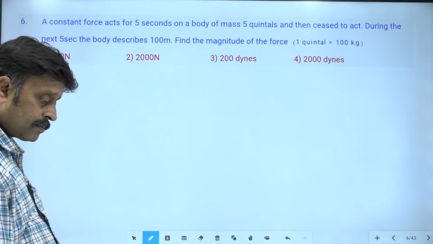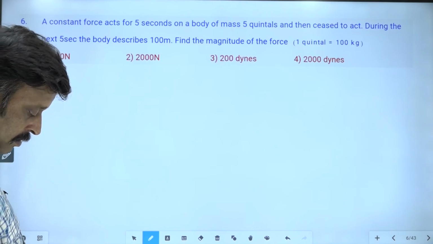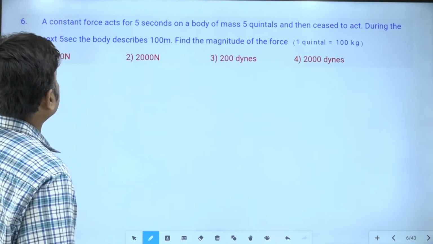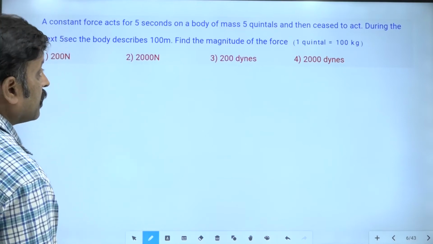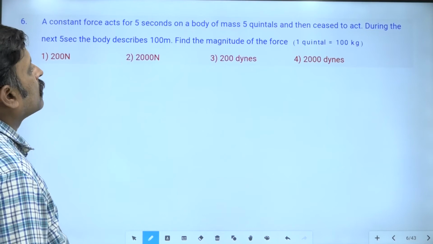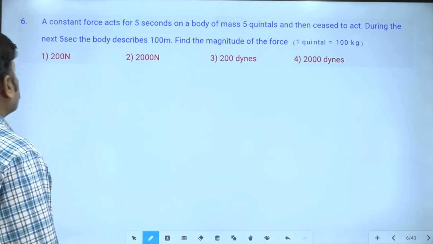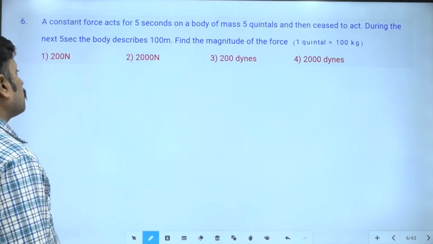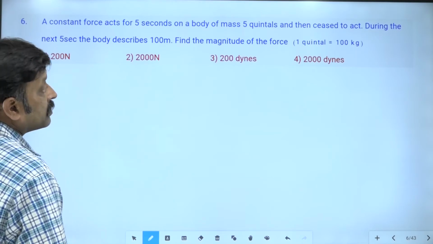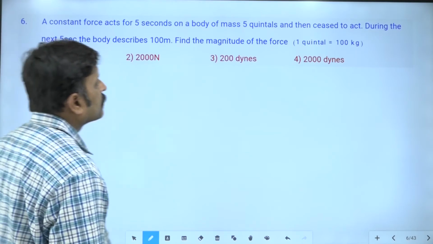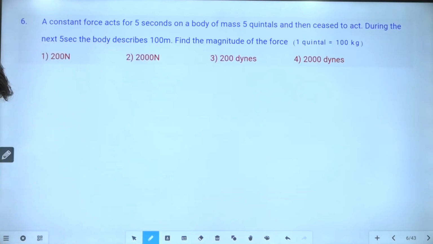Next question. A constant force acts for 5 seconds on a body of mass 5 quintals and then ceases to act. During the next 5 seconds, the body describes a distance of 100 meters. Find the magnitude of force. Given 1 quintal is equivalent to 100 kg.